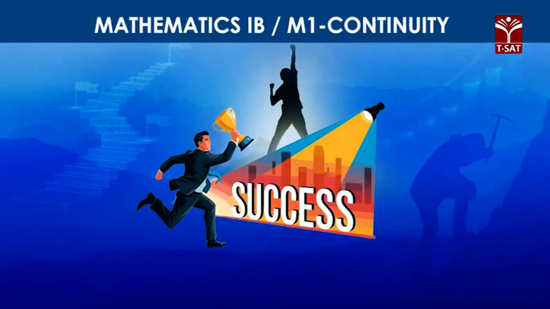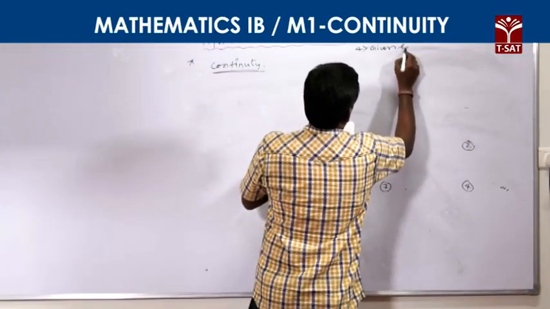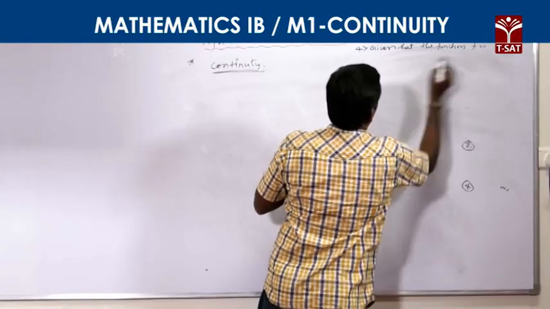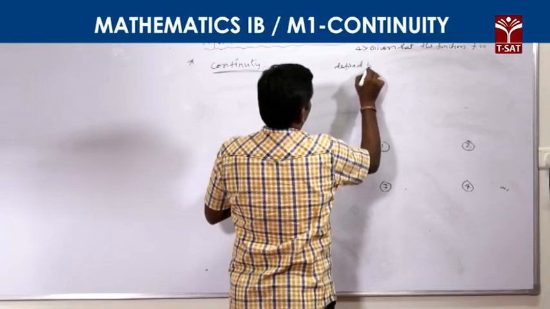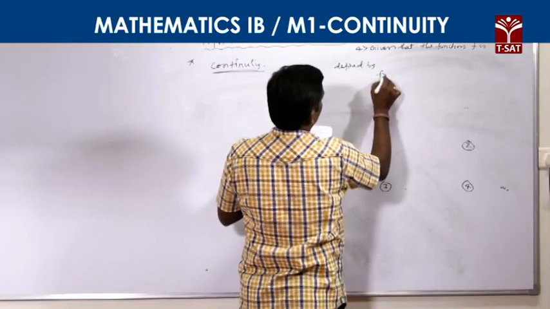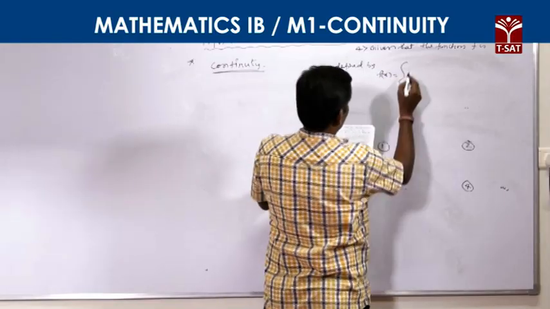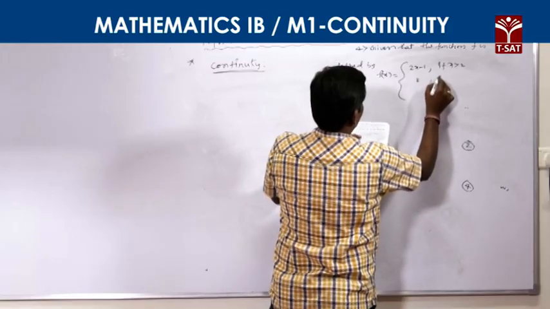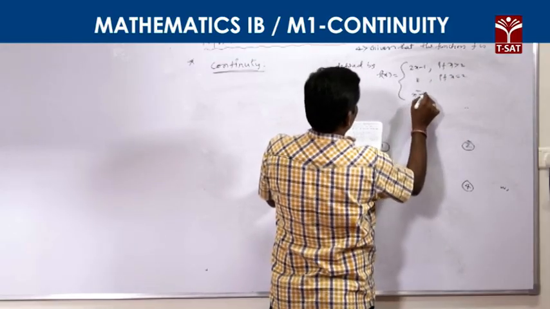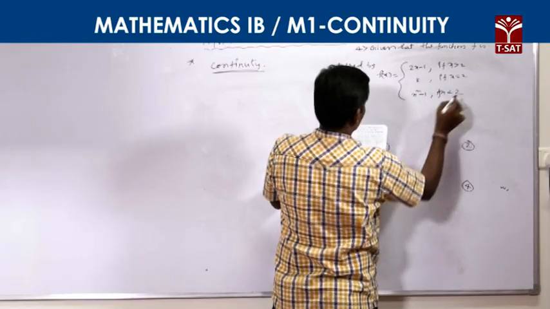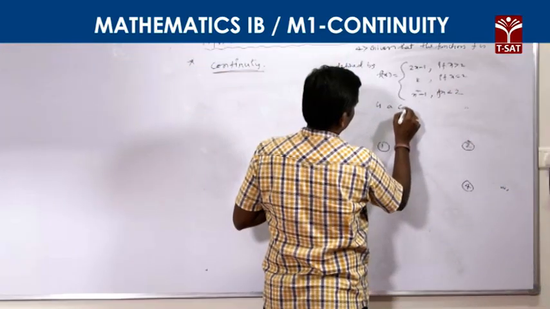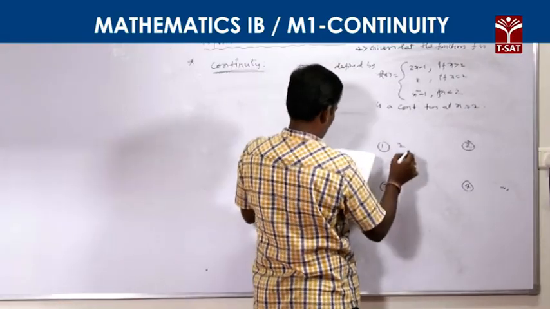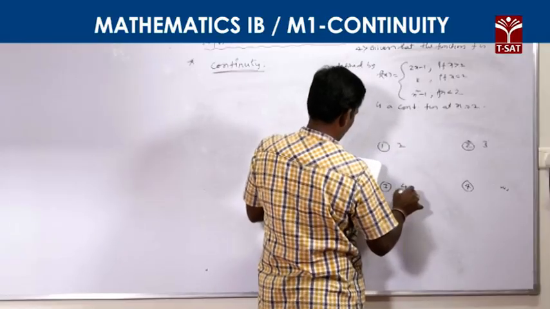So next question. Given that the function f is defined by f of x equals 2x minus 1 if x is greater than 2, k if x is equal to 2, x square minus 1 if x is less than 2. f is a continuous function at x equals 2. Find k. First option 2, 3, 4, minus 3.